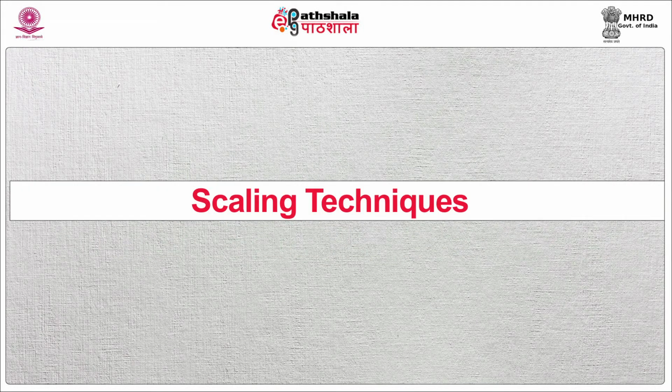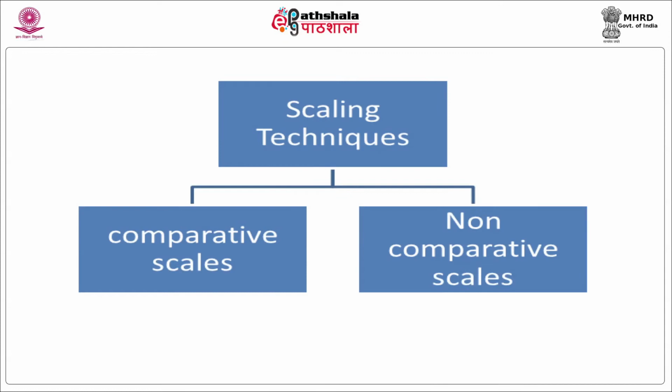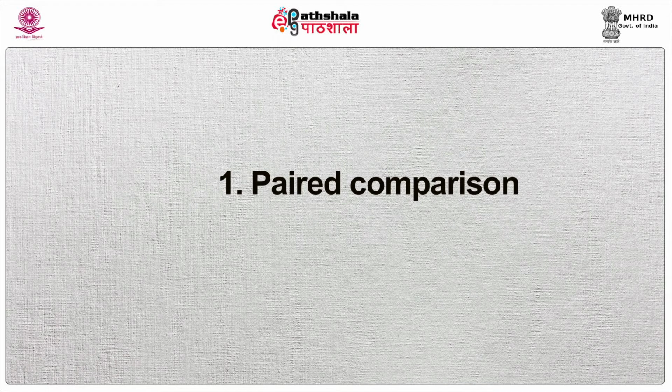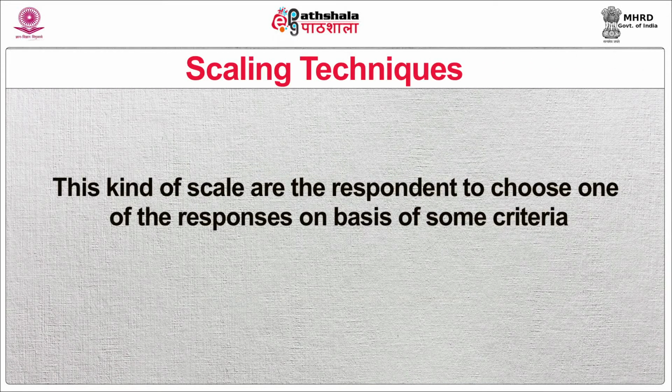Now we come to the scaling techniques. Scaling techniques commonly employed in research can be classified into two categories. Number 1. Comparative scales. Comparative scales refer to set of scaling techniques which involves direct comparison between the objects being measured. The common techniques used in this category of scales are: first, the paired comparison. This kind of scale asks the respondent to choose one of the responses on basis of some criteria. For example, which destination would a customer prefer, Jaipur or Goa?